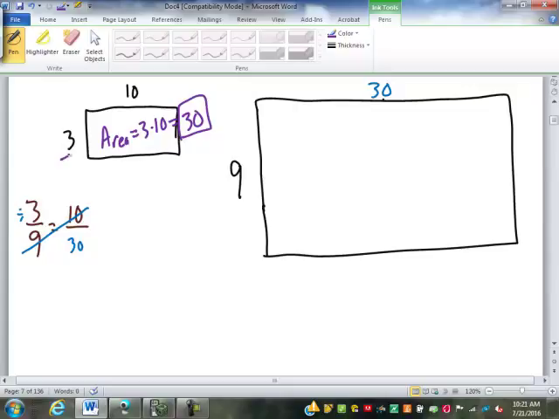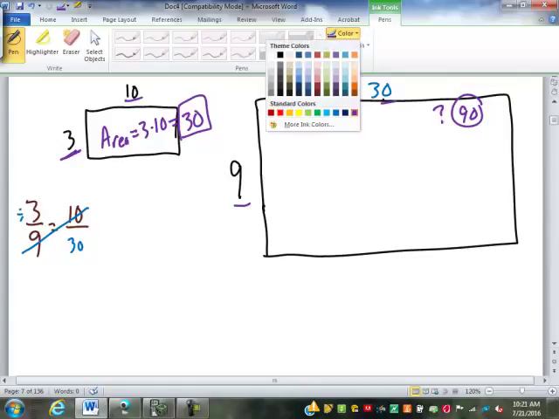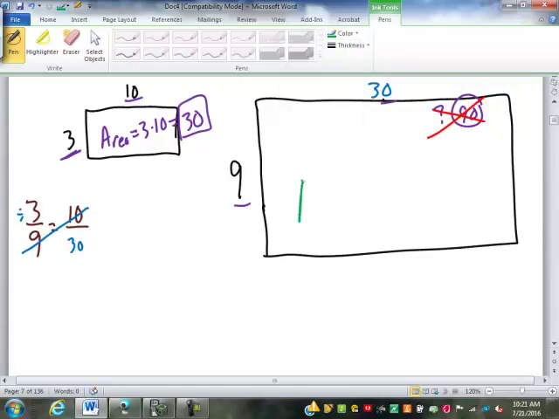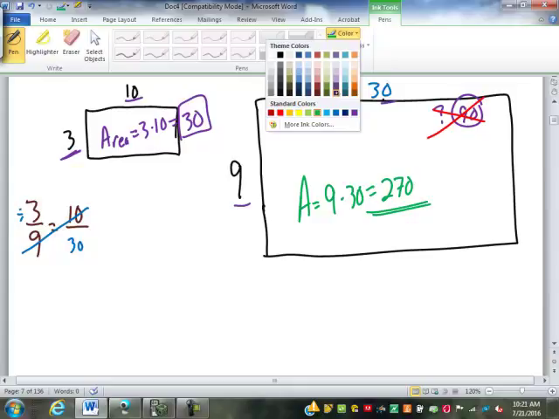Now, if I look at the sides, the side was multiplied by 3. 3 times 3 makes 9. 10 times 3 makes 30, right? So should the area be multiplied by 3? Should this be 90 units here? Say no. Good. What is the area here? It's 9 by 30 is 270. That's a drastically different area.